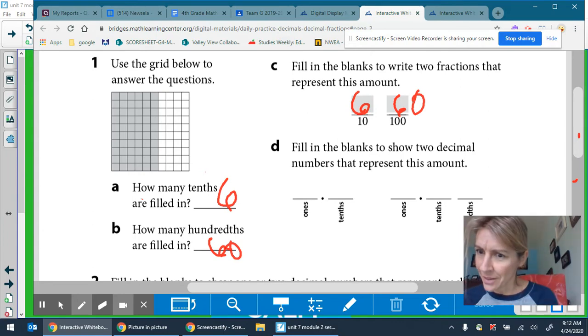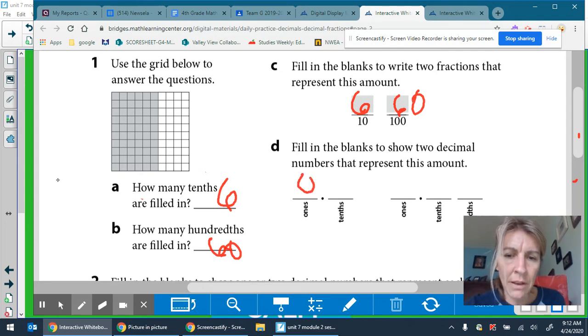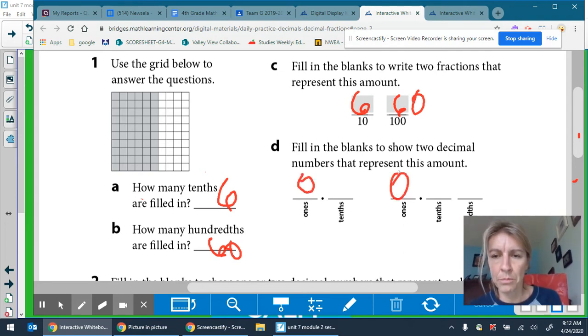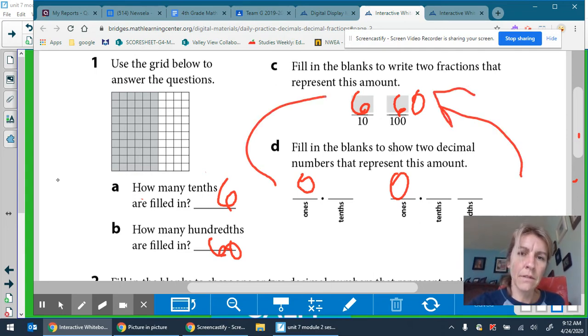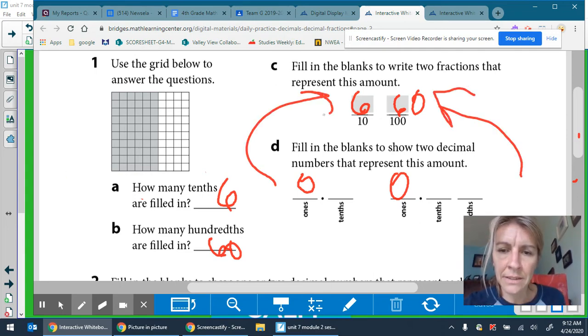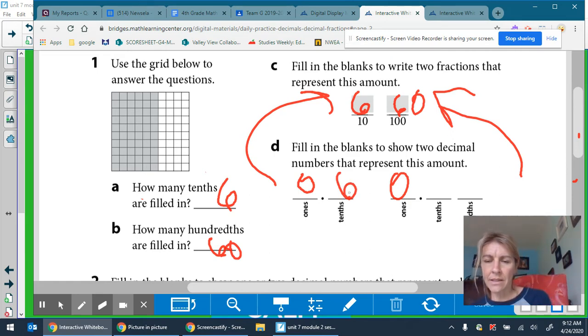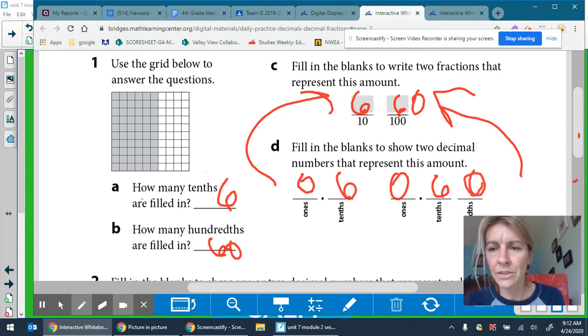And the process, how do you write that as a decimal now? All of them mean the exact same thing. Fill in the blanks to show 2 decimal numbers that represent this amount. Well, I'm going to tell you right now, there are 0 ones in both. I'm looking at this and how I read it. So this, I read 6 tenths. So look, it's just as you read it, 6 tenths. This is the order in the decimals. Now, I'm going to go out to the hundredths. How would I read that as hundredths? It would be 60, just like up above.